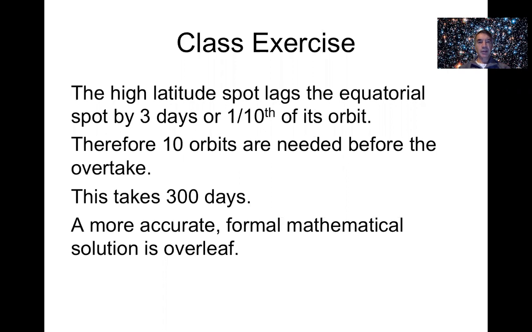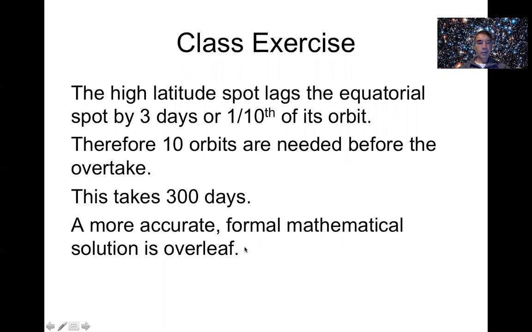So we had considering two sunspots, one equatorial that had an orbit of 27 days, and a higher latitude one with an orbital period of 30 days. So here's a rough way of looking at it: the higher latitude spot lags the equatorial one by 3 days, which is 1/10 of its orbit. So therefore you're going to need 10 orbits in effect before the overtake happens. So that's around 300 days.